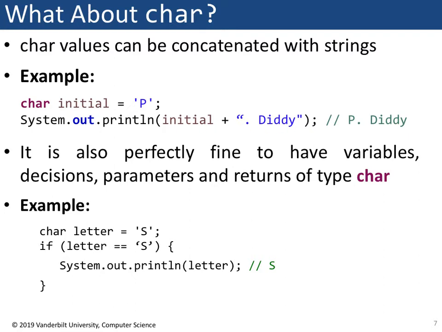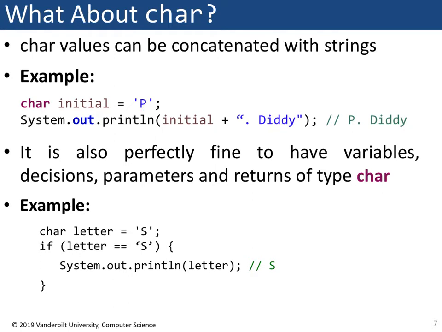When we used an integer and a string, we said an integer plus a string or a string plus an integer will result in a string. Just the same, a char plus a string equals a string. So the result of this addition would be a string. So we would wind up with p dot ditty.